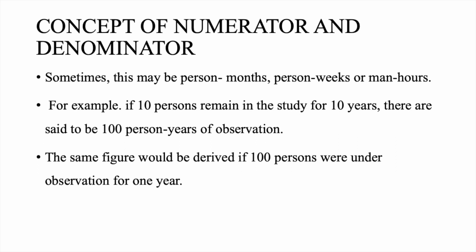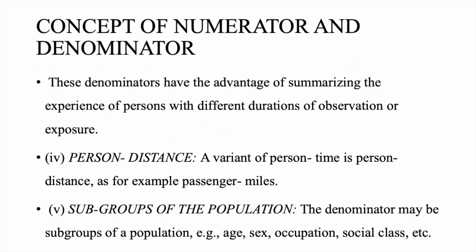For example, if 10 persons remain in the study for 10 years, they are said to contribute 100 person years of observation when we are calculating. The same figure would be derived if 100 persons were under observation for 1 year. These denominators have the advantage of summarizing the experience of persons with different durations of observation or exposure. Then the next comes person distance. A variant of person time is person distance, as for example passenger miles.